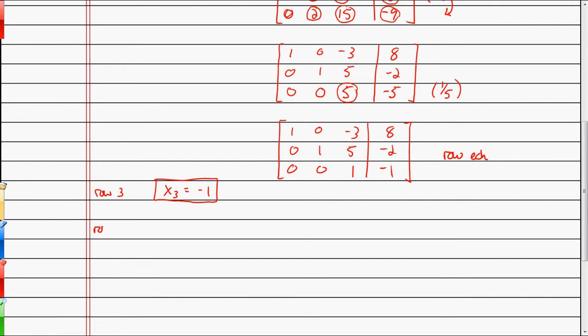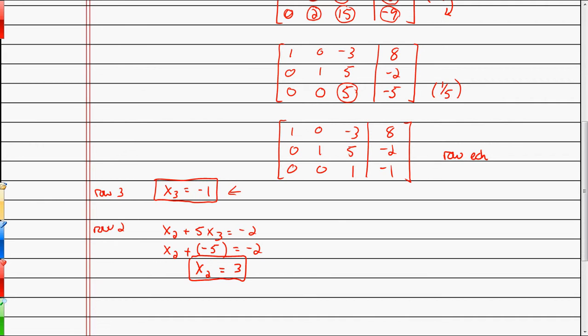So now I look at row 2, and that is x2 plus 5x3 equals -2. But x3 is this -1. So that's x2 plus -5, right? 5 times -1 is -5 equals -2. So I'll add 5 to both sides. x2 equals 3. And I'm getting there.